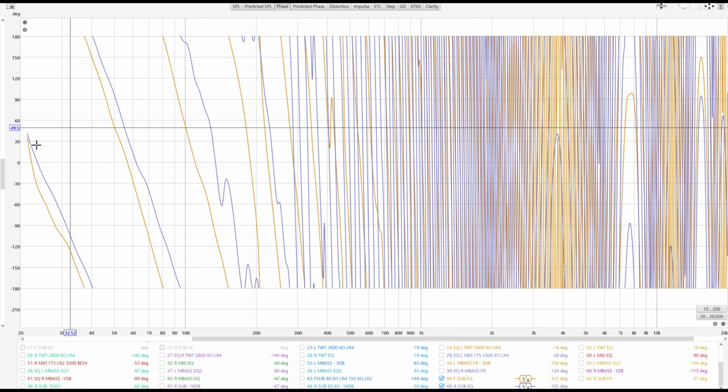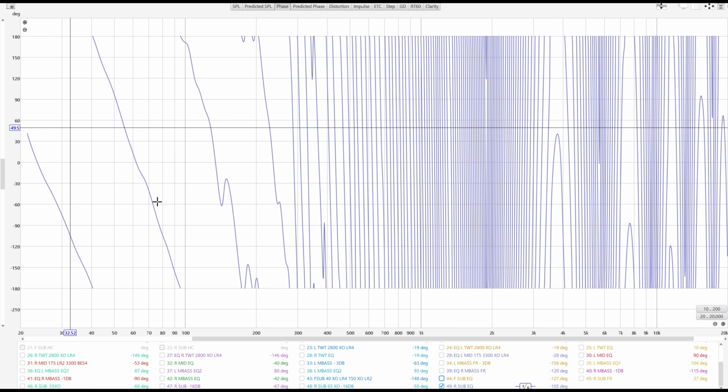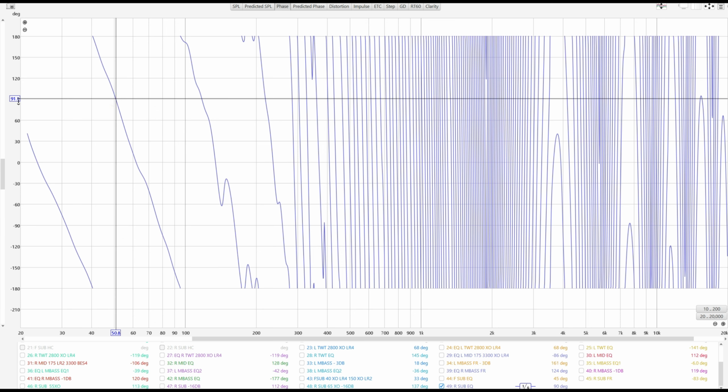And so what this line is showing us is that, if I just turn off the front sub for a minute, we just look at the rear sub numbers. The front sub at 50 Hertz, which is the crossover zone, is at 90 degrees positive out of phase with the reference curve.